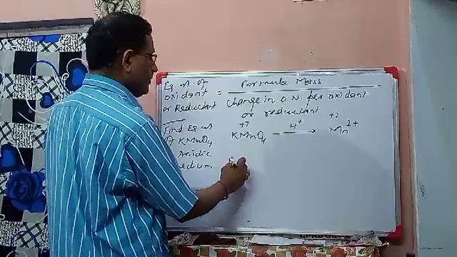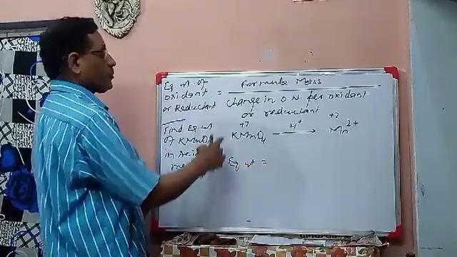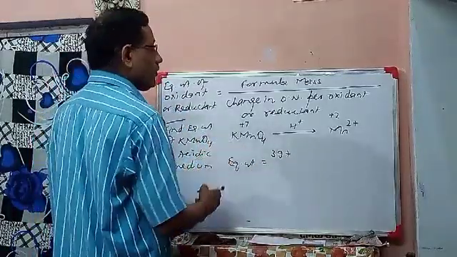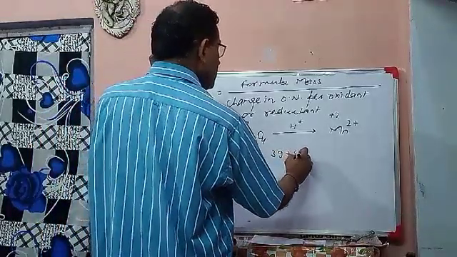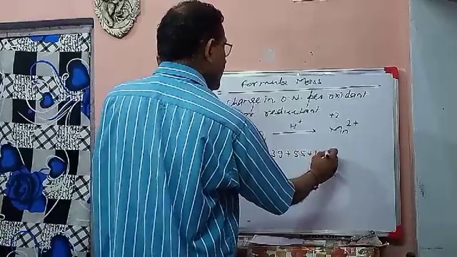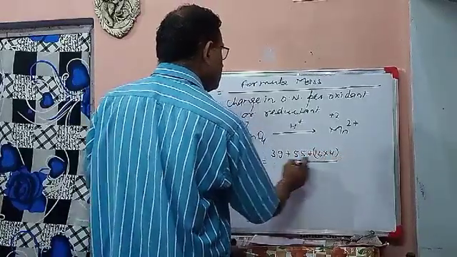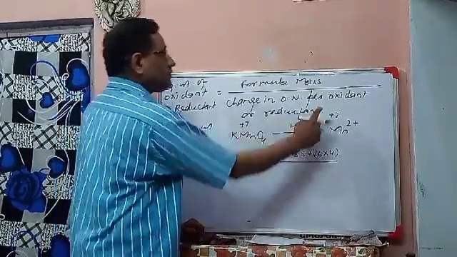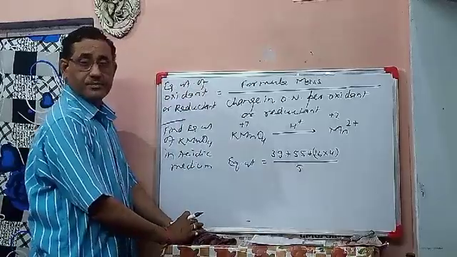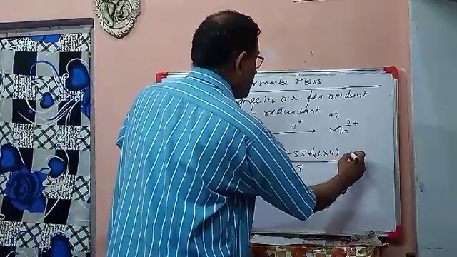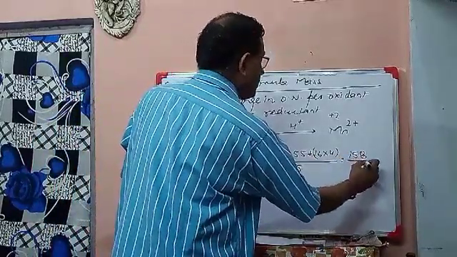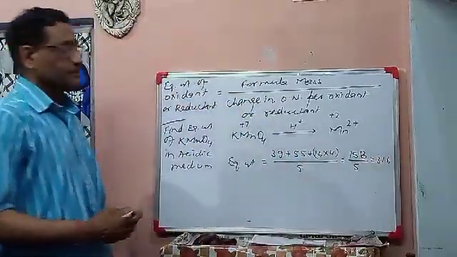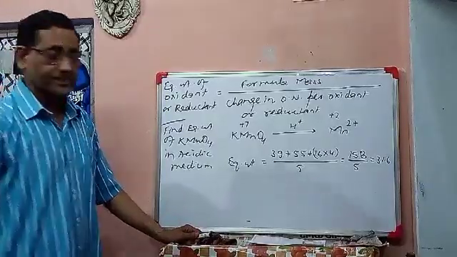So what will be the equivalent weight? For potassium, 39. For Mn, you write 55 and 16 for the oxygen. And what is the change in oxidation number? 7 to 2, that is 5. You add them, it comes 158 upon 5. It is 31.6. Clear?